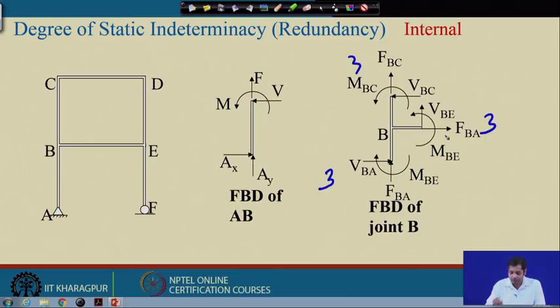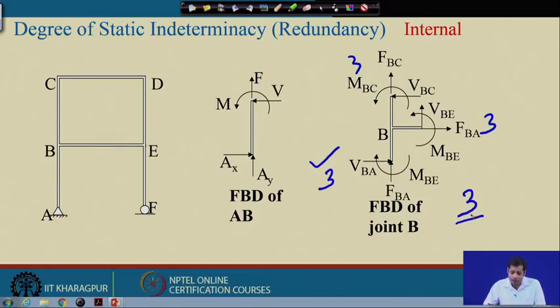Total 9 unknowns, and out of these 9 unknowns, 3 unknowns are already known from the free body diagram of AB. But still we are left with 6 unknowns. We have 3 equilibrium equations, and with these 3 equilibrium equations, we cannot determine these unknowns. So, indeterminacy for this structure is 3, right.